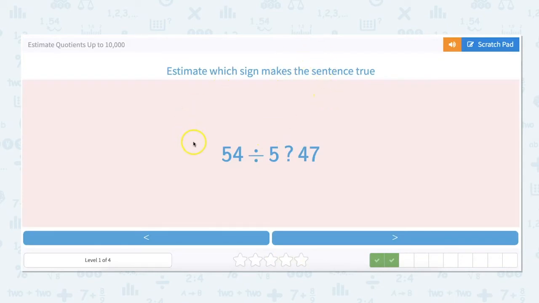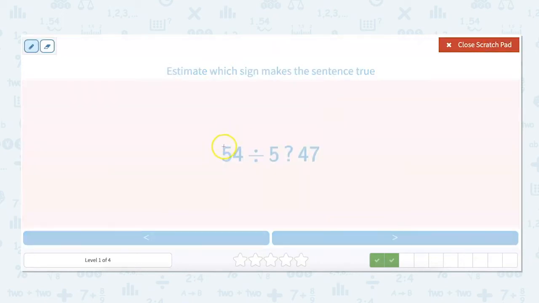All right. 54 divided by 5 is less than or greater than 47. So we are going to estimate. So 54, we're going to round down to 50. And we know 50 divided by 5 equals 10, which is less than 47.